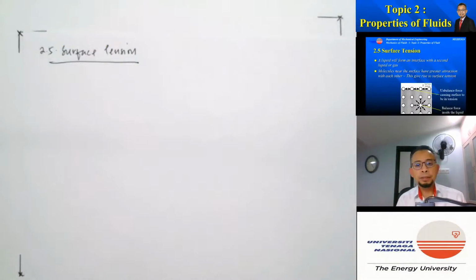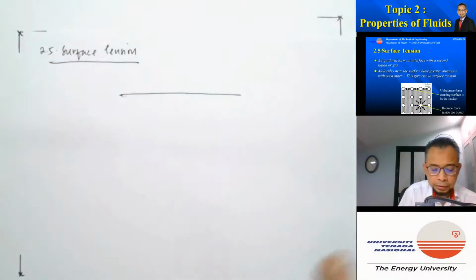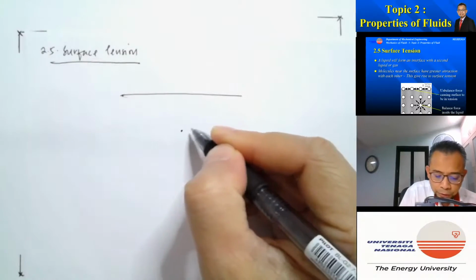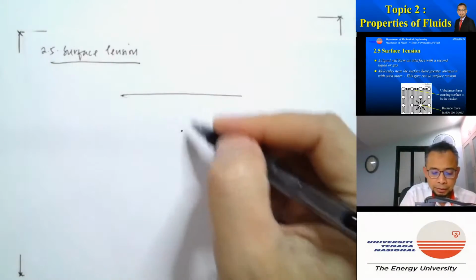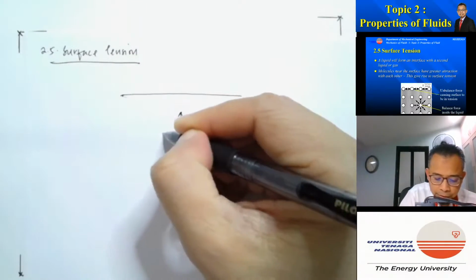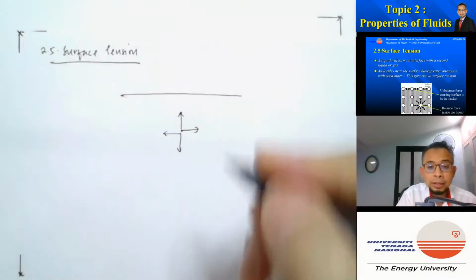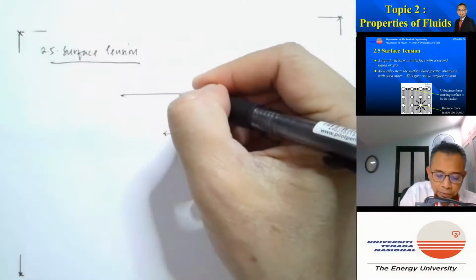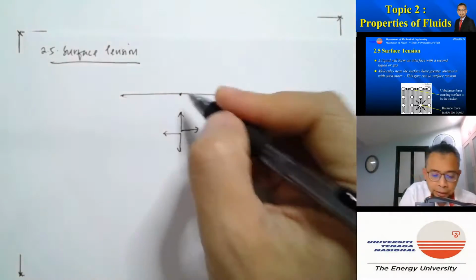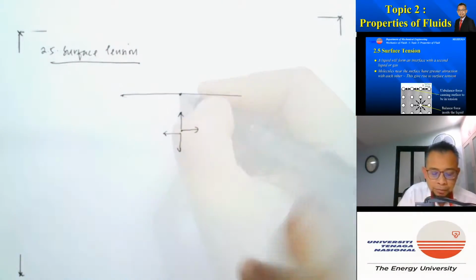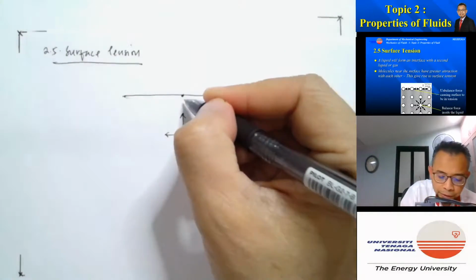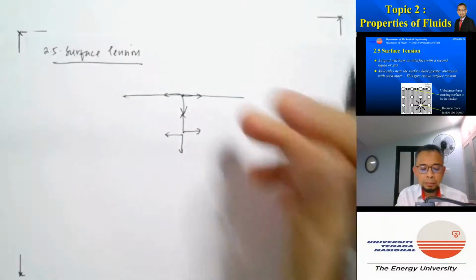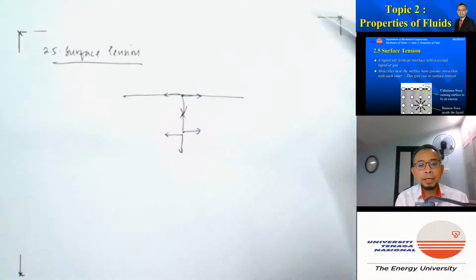If you consider a liquid, this is the surface of the liquid, and we consider a molecule inside the liquid. It has molecules connecting to it in all directions, so the forces are actually balanced. If you consider a molecule right at the surface of the liquid, it has forces at the bottom and at the side, but there are no molecules on the other side.